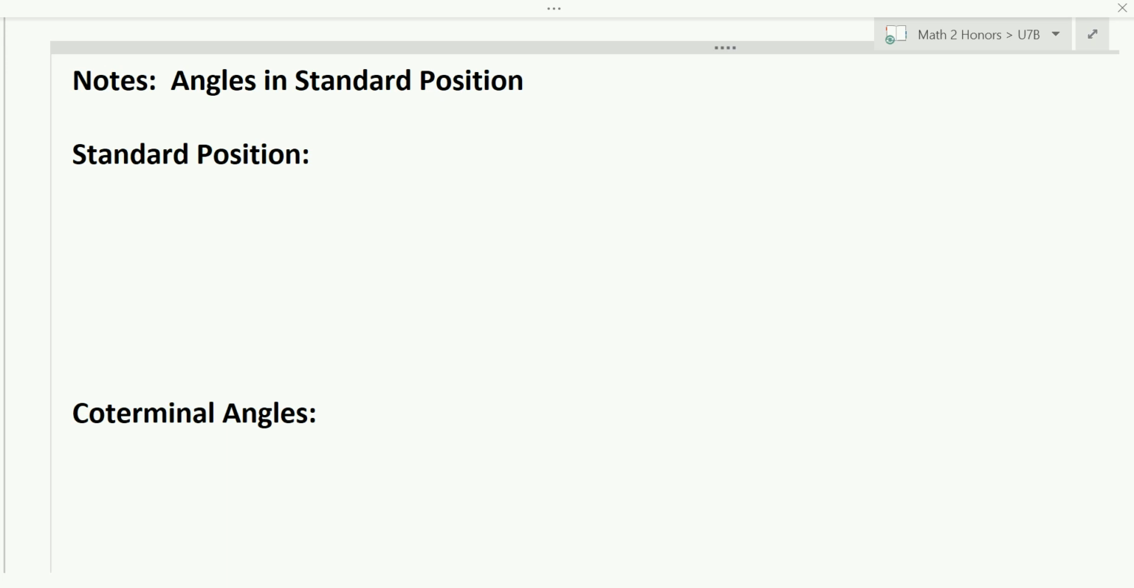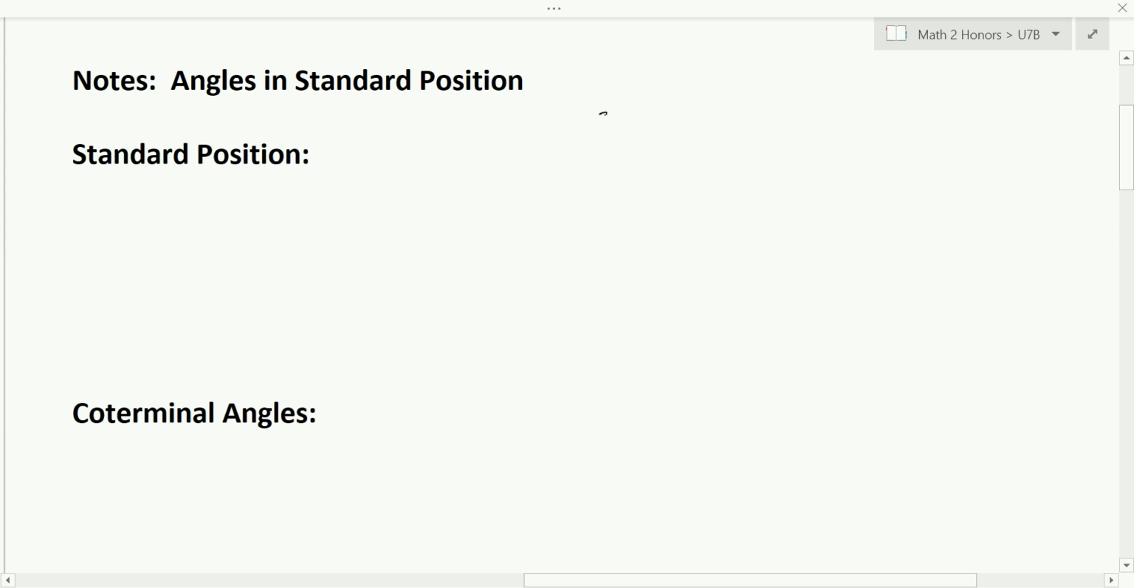Okay, we used a variable. Did anybody remember what variable we used for trigonometry? It's a Greek letter. It looks like this. Do you remember the name of that Greek letter? Not omega, it's theta. Okay, and it's just a letter from the Greek alphabet.